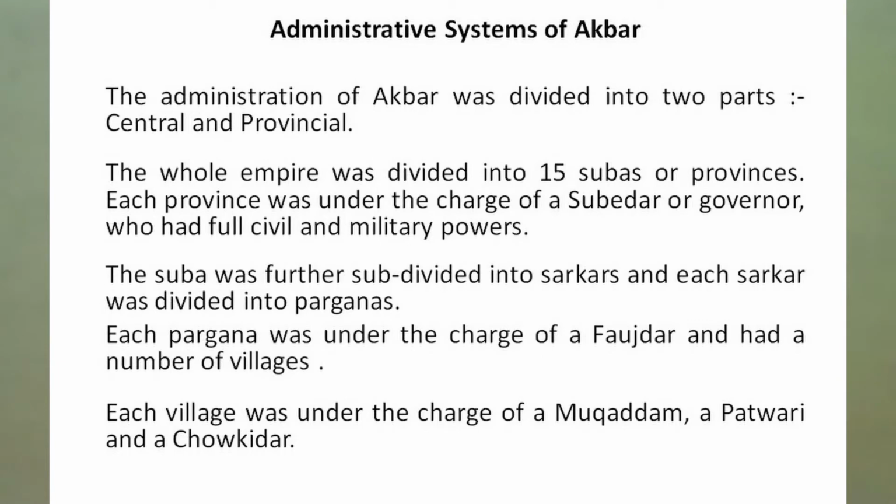The suba was further subdivided into sarkars and each sarkar was divided into parganas. Each pargana was under the charge of a faujdar and had a number of villages. Each village was under the charge of a muqaddam, a patwari and a chowkidar.